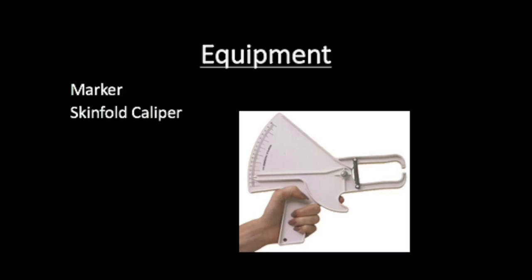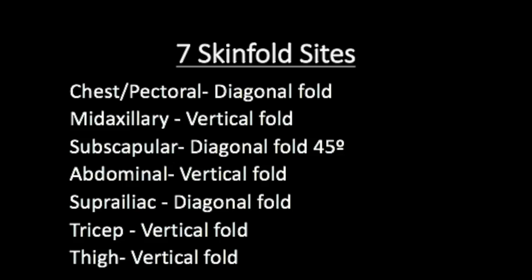In this video, I will be showing you one of the anthropometric measurements, the skin fold assessment. You will need a skin fold caliper and a marker to locate the sites. We will be measuring 7 skin fold sites: the chest and pectoral, mid-axillary, subscapular, abdominal, suprailiac, triceps, and thigh.